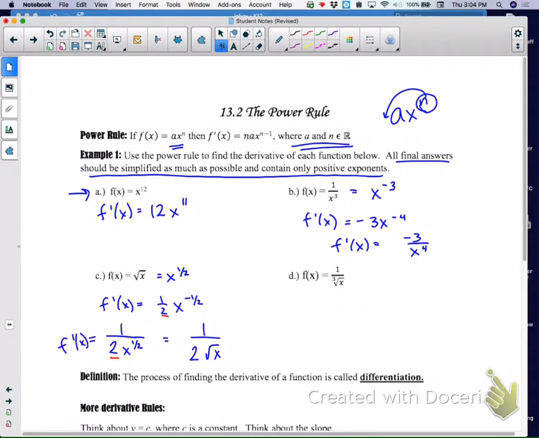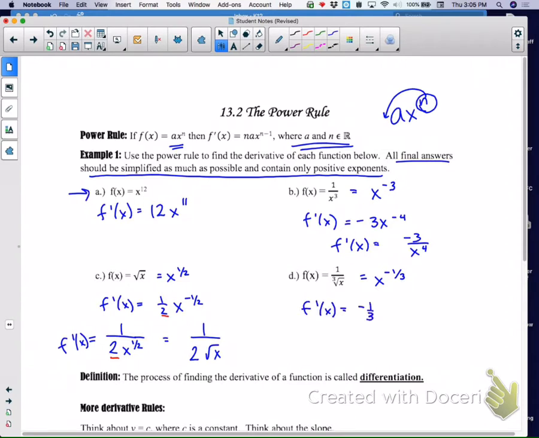Okay. All right, now the last one's kind of a combination of b and c. I have a cube root of x in the bottom of a fraction. So a cube root is the same as a 1/3 power. But since it's in the bottom of a fraction, I need to make it negative. Let me rewrite that because it kind of all ran together. Okay. So now, multiply that down in front.